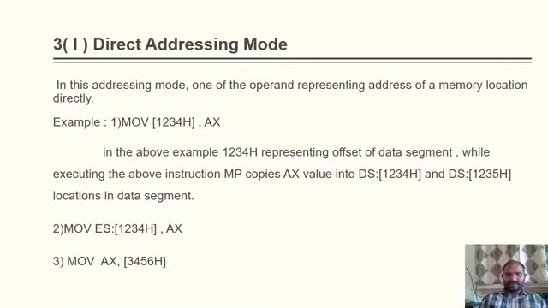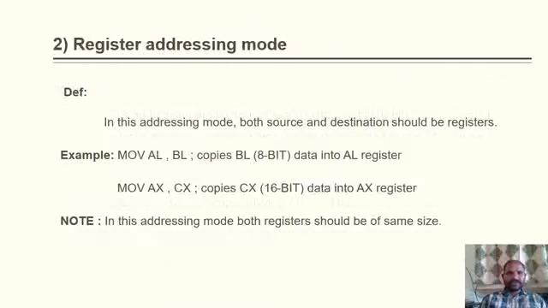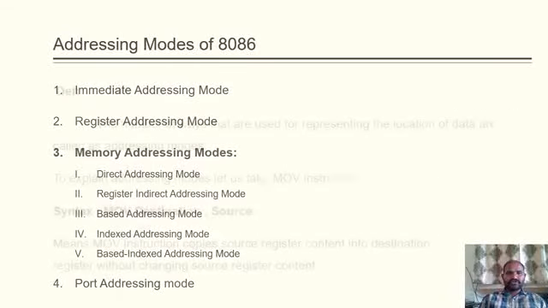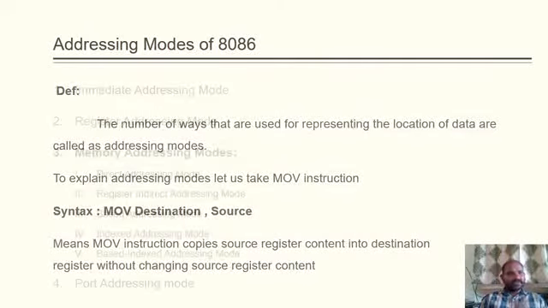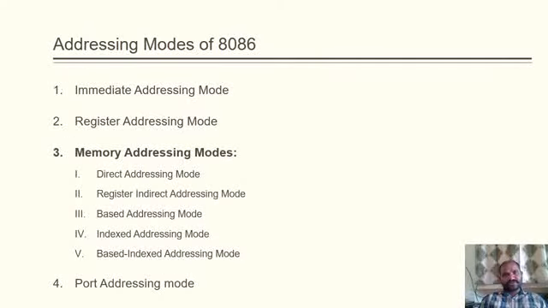Before continuing, let us revise what exactly the addressing mode is. Addressing modes means the number of ways that are used for representing the location of the data. The 8086 microprocessor supports the following addressing modes, which are on the screen. One is the immediate addressing mode, register addressing mode, memory addressing mode. Under the memory addressing mode, again we have five types: the direct addressing mode, register indirect addressing mode, based addressing mode, indexed addressing mode, based indexed addressing mode, and the final one is the port addressing mode.